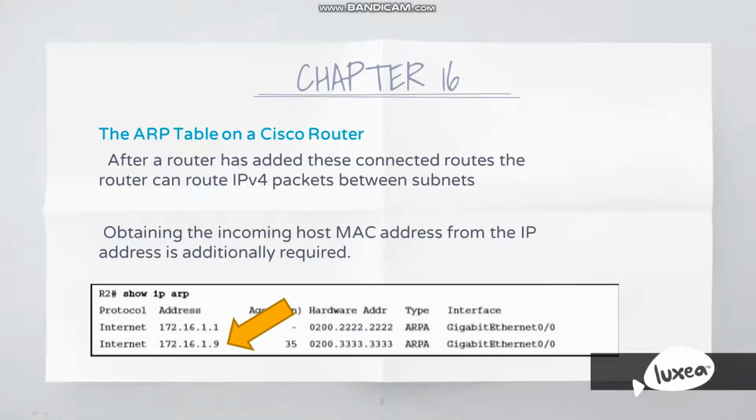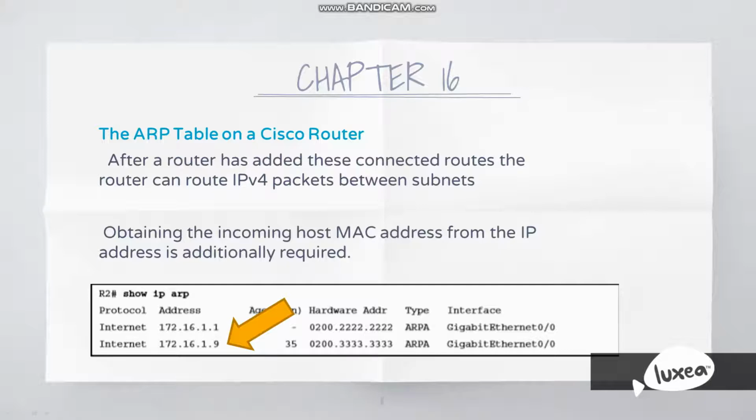The ARP table on a Cisco router. After a router has added these connected routes, the router can route IP version 4 packets between subnets. To do so, the IP ARP table should be created. Since the IP address of the communicating host is usually entered directly by the application user in the process of running the program, obtaining the destination host MAC address from the IP address is additionally required.